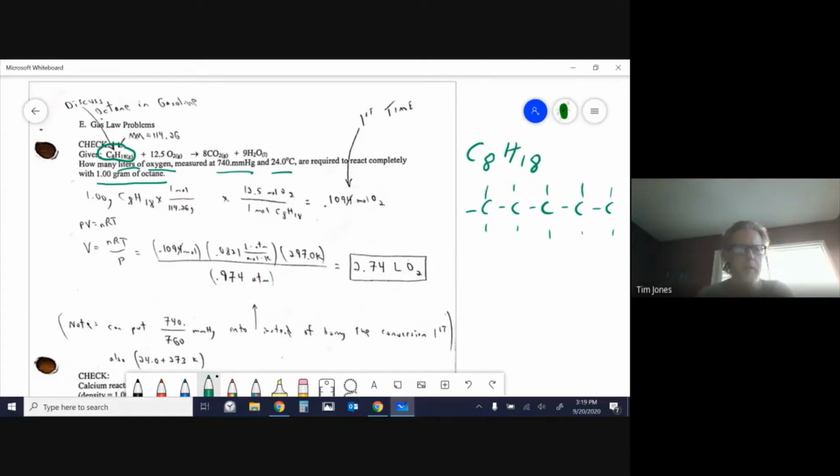Now, I mentioned octane and gasoline. When you go to get gasoline for your car, you'll see that most gas stations have an octane rating. If I remember right, you'll see an 87 and usually an 89 and a 91. And it's called the octane rating because it is based on the molecule octane and its thermodynamic properties.